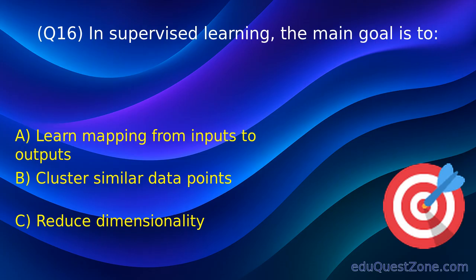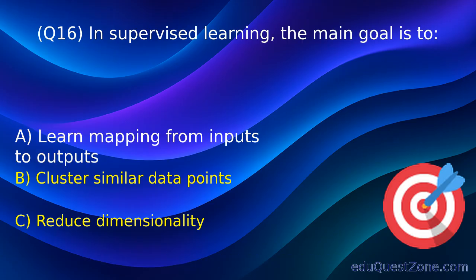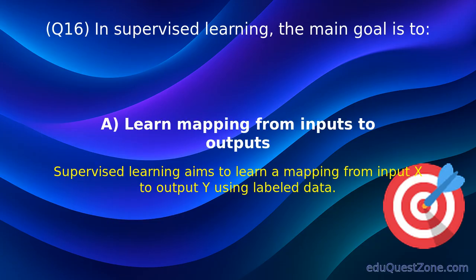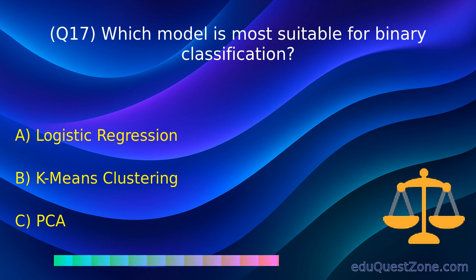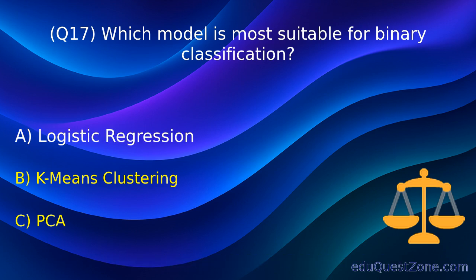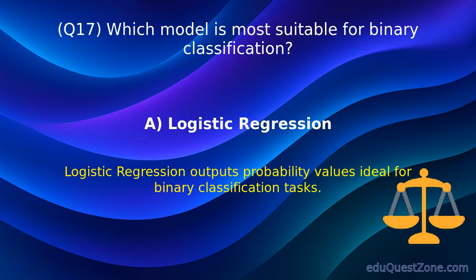Question 16. In supervised learning, the main goal is to. Option A. Learn mapping from inputs to outputs. Supervised learning learns a mapping from inputs to outputs using labeled examples. Question 17. Which model is most suitable for binary classification? Option A. Logistic regression. Logistic regression is best for binary classification because it outputs probabilities.